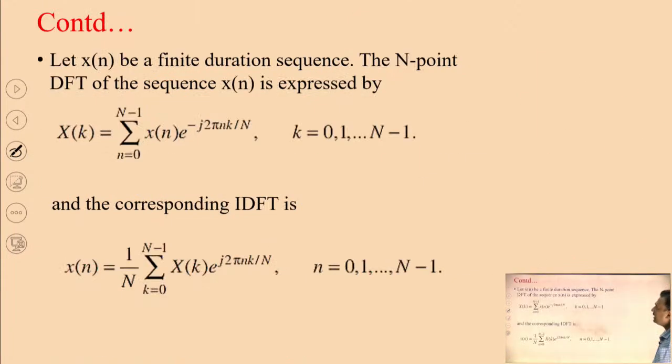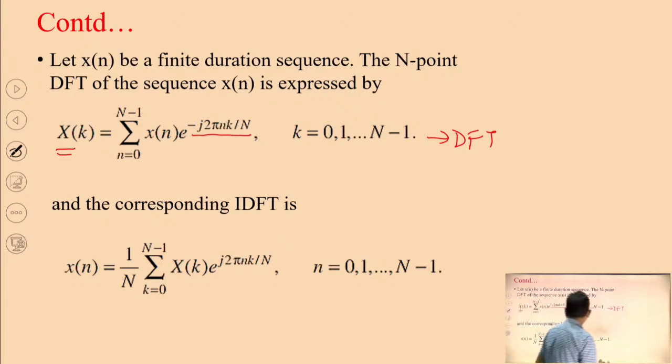So how will we get the equation? As I have already told you, this is basically the expression of DFT. It is represented by X[k], and you can see here the summation from n equals 0 to N minus 1 of x[n] e to the power minus j 2 pi nk by N. So how does it come?